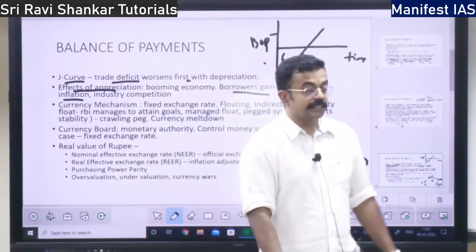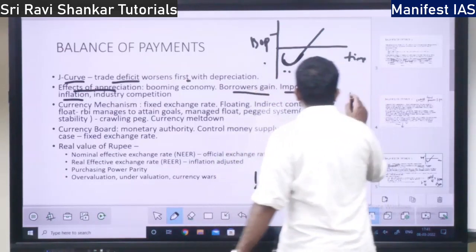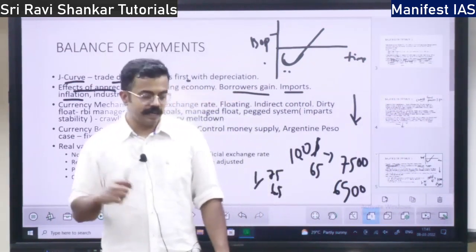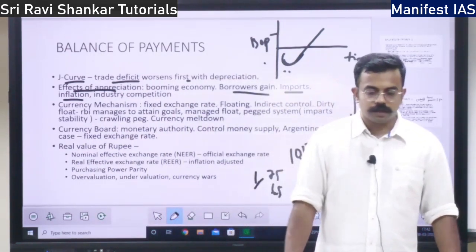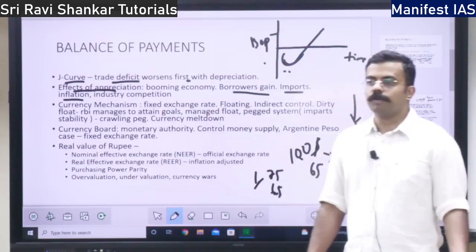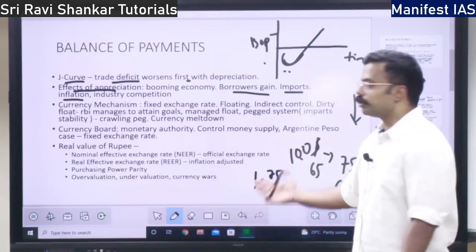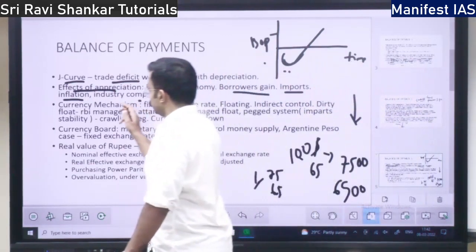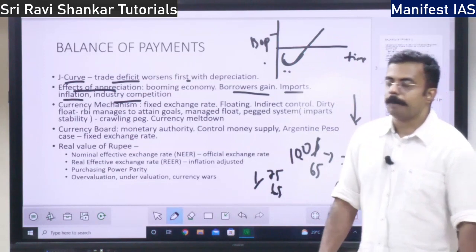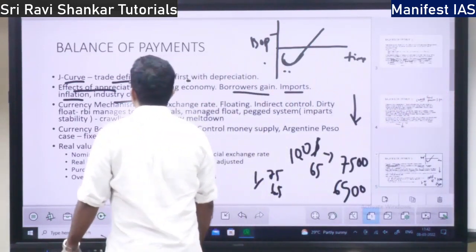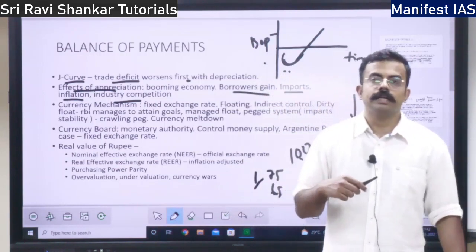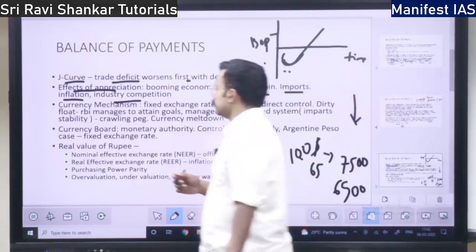But when the currency appreciates, what happens? Inflation will reduce. Why? Suppose we were importing crude oil. Earlier, for $1 worth of oil, we were paying 75 rupees. Now we are paying just 65 rupees. So obviously the prices have fallen, right? So inflation decreases. Apart from that, there will be competition for the industry. When the currency appreciates, imports will be rising. When imports rise, they will compete with the local goods, so the industry has to compete with foreign goods. Competition increases.